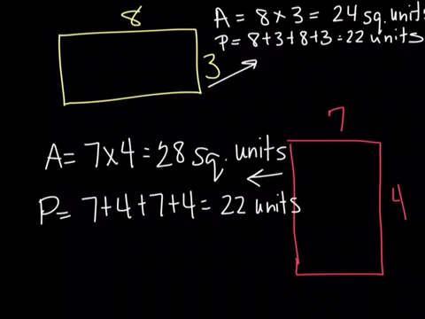So I had 8 times 3. And remember, that is square units, so I got 24. And then here I added all the sides, I got 22. At the bottom, I did 7 times 4, so I got 28 square units. And the perimeter I got as 22 units. Okay? All right, good job.